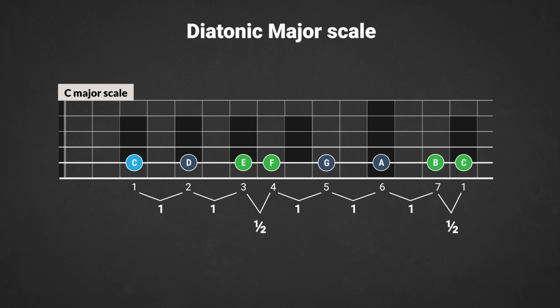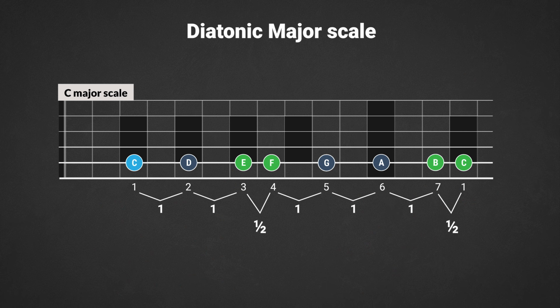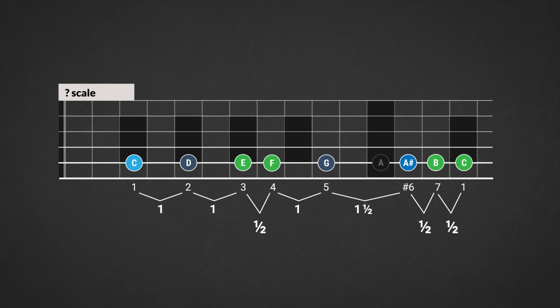These half steps are placed between the 3rd and 4th note and the 7th note and the tonic of the major scale. Just see it as a formula or a recipe of whole and half steps. Whole, whole, half, whole, whole, whole, half. This particular recipe tastes like a major scale. Changing one note destroys the formula and ruins the sound of the major scale.